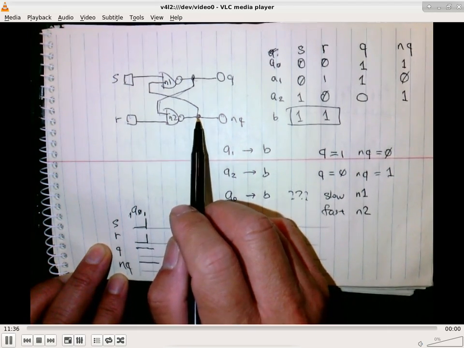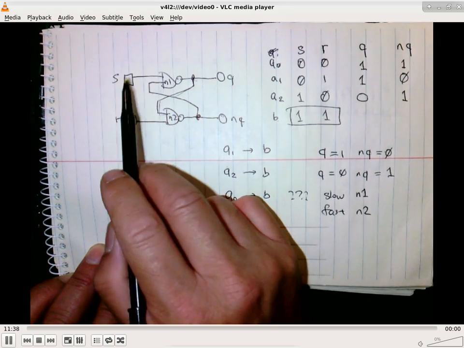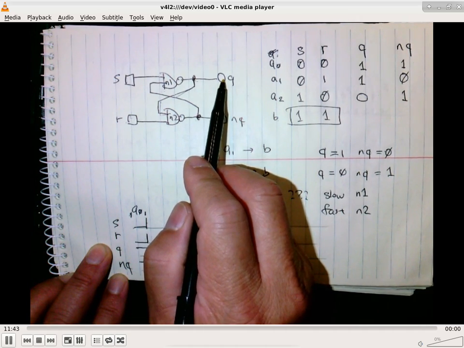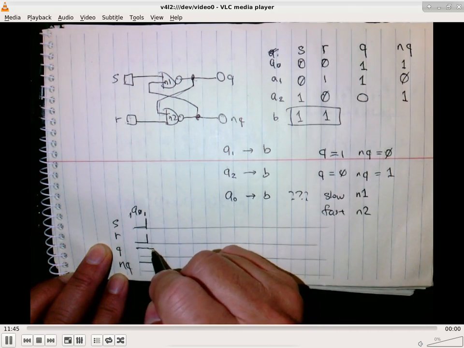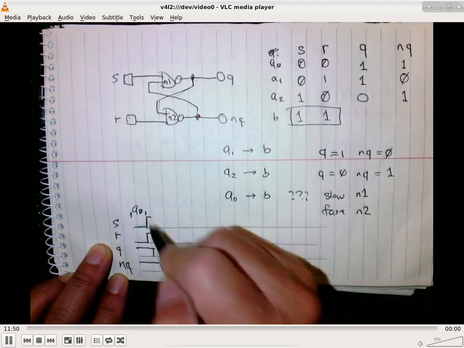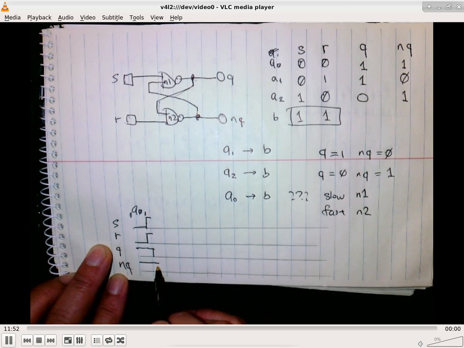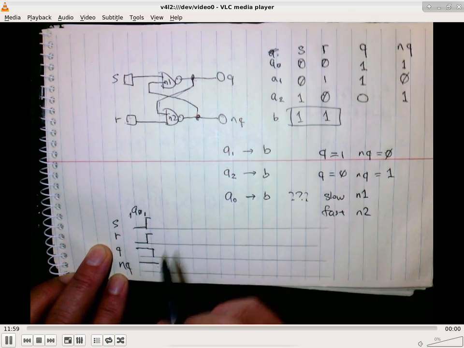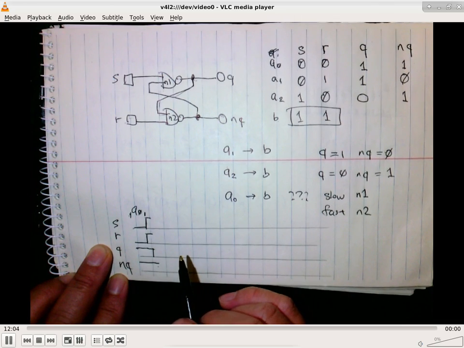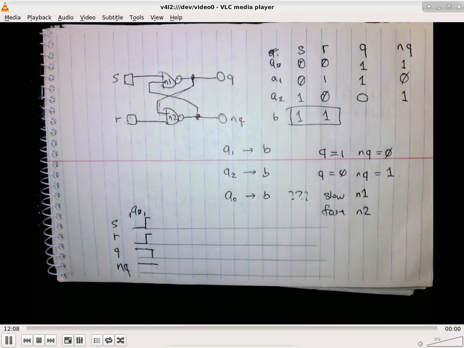If NQ is high, and S is already a 1, then this is going to be a 0. So that means Q will drop to a 0, while this thing is still a 1, because it is slow. Okay? And at this point, what's going to happen next? Will it settle, or do you think it's going to go between those two states?